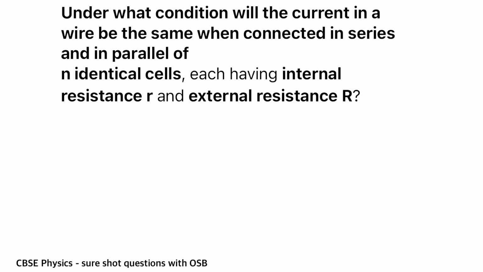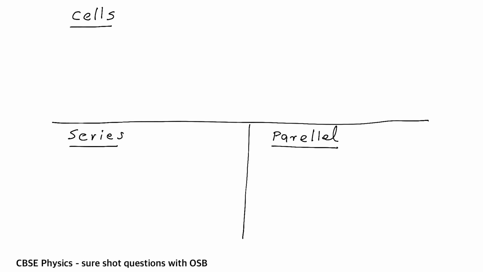Under what condition will the current in a wire be the same when connected in series and in parallel of n identical cells, each having internal resistance small r and external resistance capital R? Before doing that question, you must have some fundamental ideas.